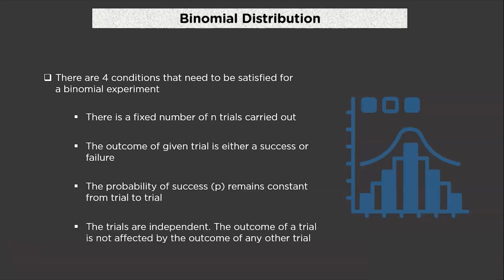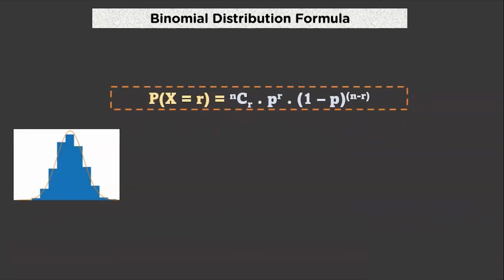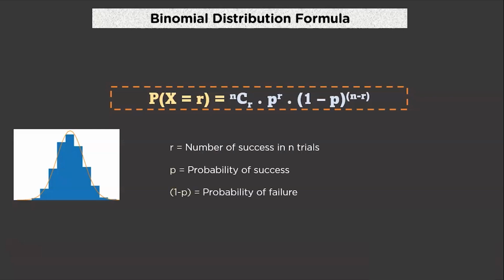The outcome of a trial is not affected by the outcome of any other trial. To calculate the binomial coefficient, we use the formula nCr into p to the power r into (1 minus p) to the power n minus r, where r is the number of successes in n number of trials and p is the probability of success. 1 minus p denotes the probability of a failure.